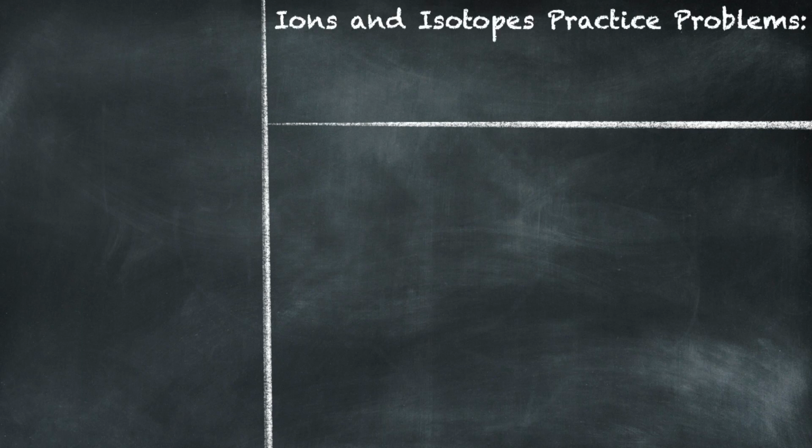Okay, hey, welcome back. Today I'm going to walk you through some practice problems when it comes to ions and isotopes. Some key things to remember here is that first, in either of these types of elements, the number of protons never change. Our protons will never change, okay? Get that ingrained in your head.